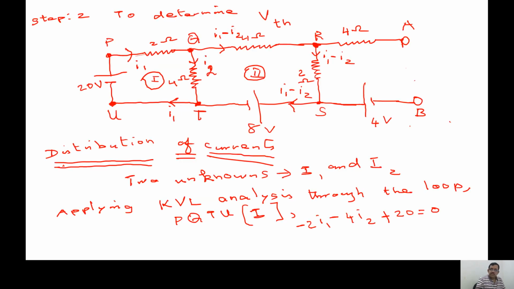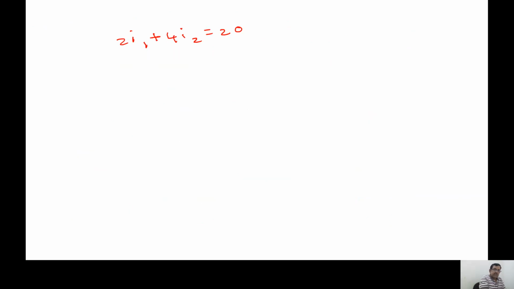I take the other side, you can see here, 20 is here, so the minus sign becomes plus. So simply you will get I1 plus 2I2 equal to 10. So this is my equation 1. Equation 1.